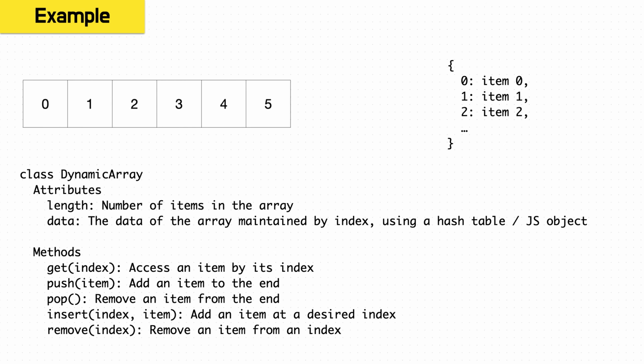So we're going to create a class called dynamic array. It's going to have a standard length attribute, which just returns the number of items in the array. And then we're going to store the data in a hash table. The methods we'll add are get, that accesses an item at its index, push, which adds an item to the end, pop, which removes an item from the end, insert, which allows you to add an item at an index, and remove, which allows you to remove an item by its index.